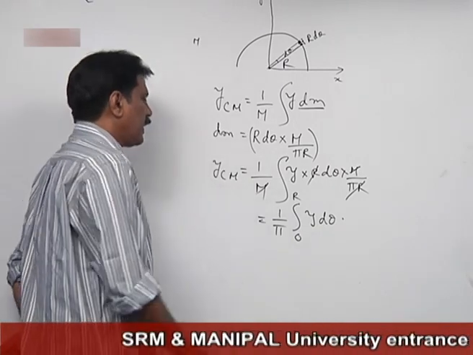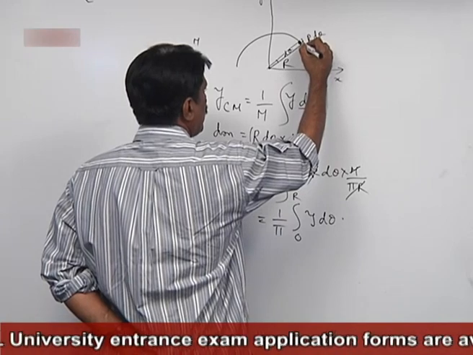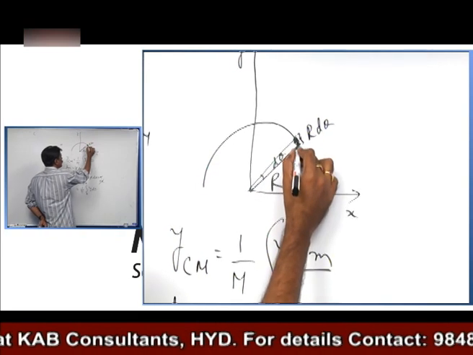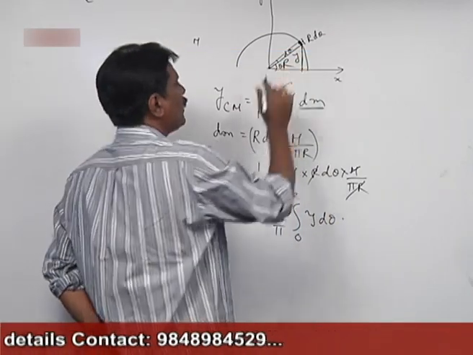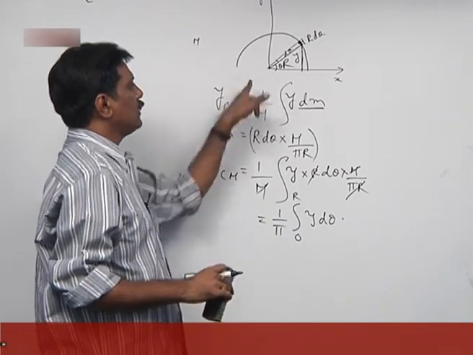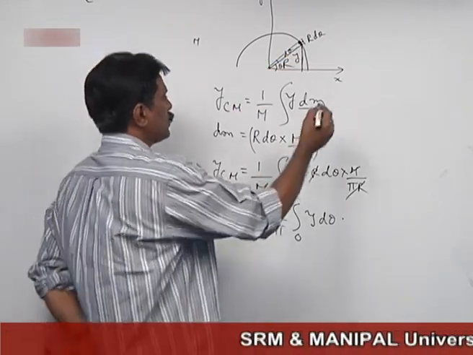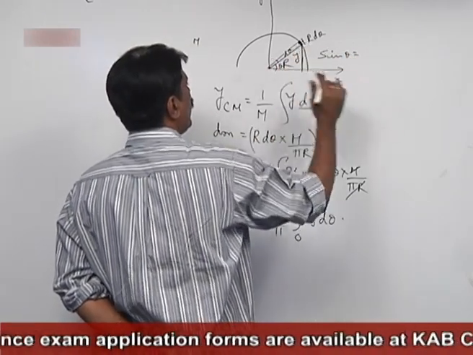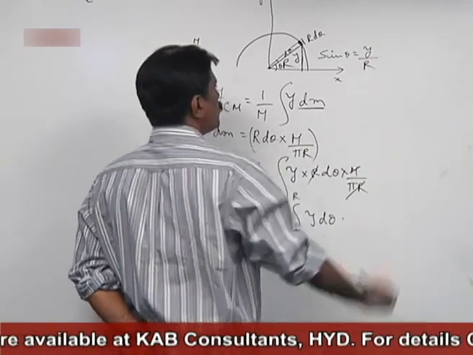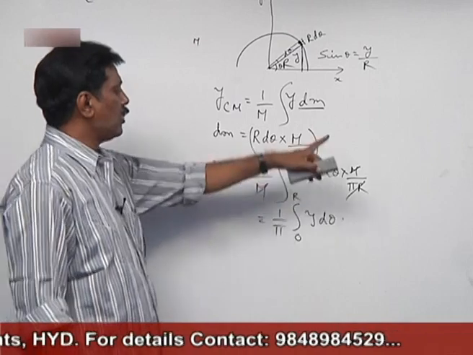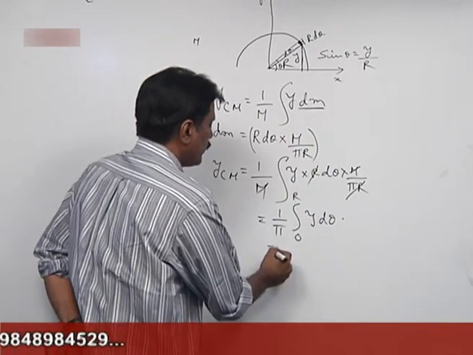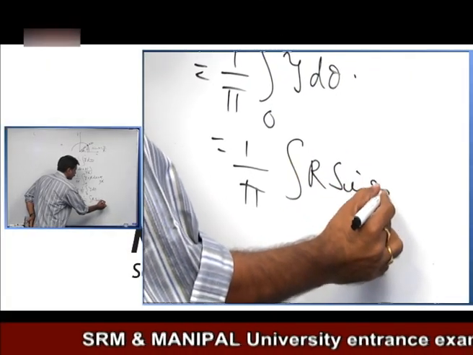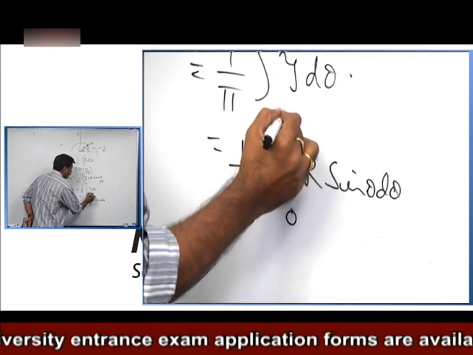Now, let us see what the value of y is. The element is chosen at a height y from the x axis. If this angle is theta, in this triangle sin theta will be equal to opposite by hypotenuse, that is y by r. So, y is equal to r sin theta. Substitute this here: 1 by pi integral r sin theta d theta.